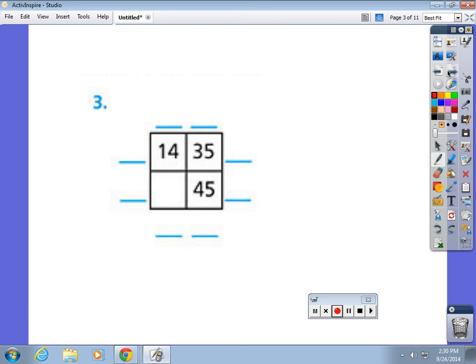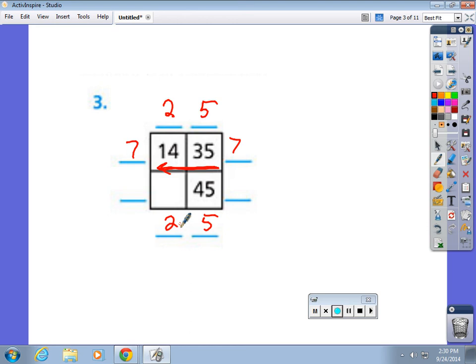Well, when I look at 35 and 45, I know that they are multiples of 5. So I'm going to throw in my 5s really quick. I know that 5 times 7 is 35. So that works out perfect with my 14 going across because 14 is a multiple of 7. I then see that 2 and 7 work well together to make that 14.